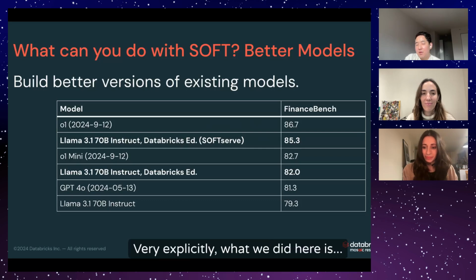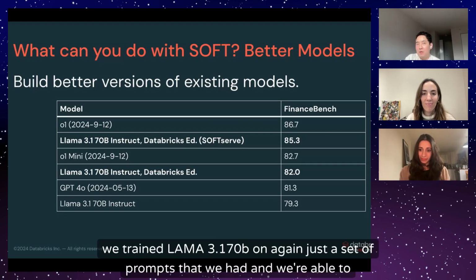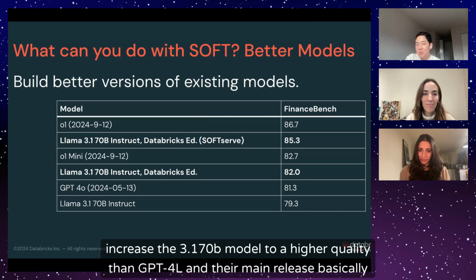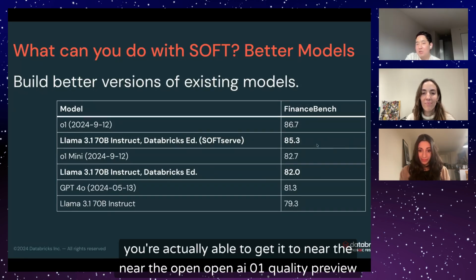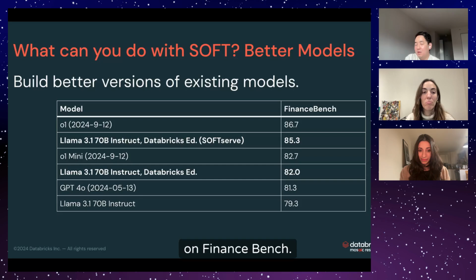Very explicitly, what we did here is we trained Llama 3.1 70B on just a set of prompts that we had, and we were able to increase the 3.1 70B model to a higher quality than GPT-4o in their May release, basically with soft. And if you apply best of n, which is a soft serve edition, you're able to get to near the OpenAI o1-preview quality on Finance Bench.